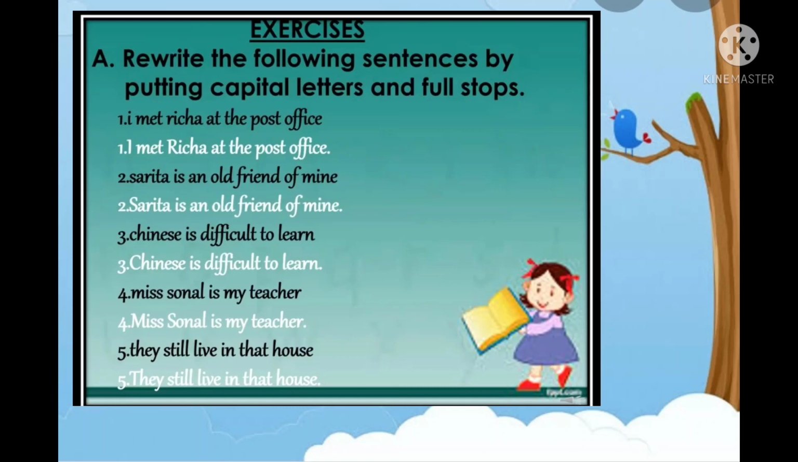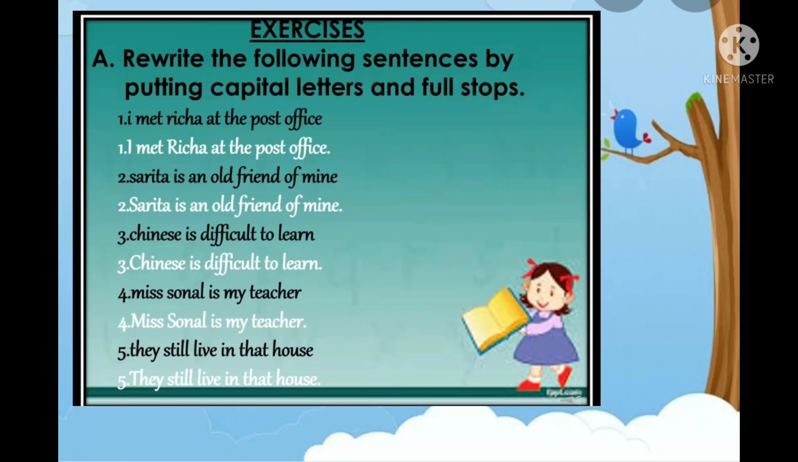Next one, Sarita is an old friend of mine. The word Sarita also starts with S, that is a proper noun, and it ends with the full stop. Chinese is difficult to learn. C in Chinese begins with capital letter and it ends with full stop. Miss Sonal is my teacher. Miss begins with the capital letter as the first letter in the sentence, and Sonal is a proper noun, that is why Sonal also begins with the capital letter S.